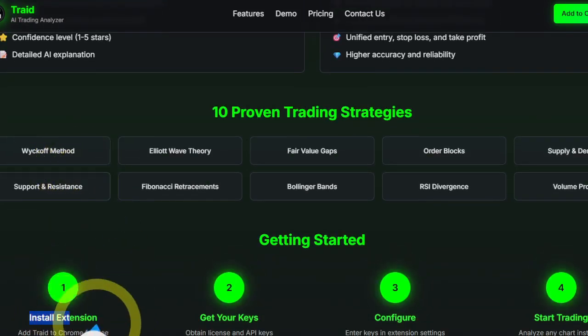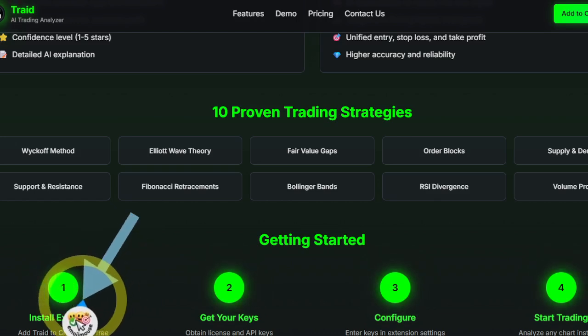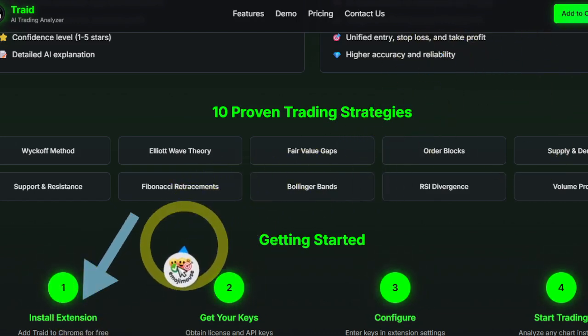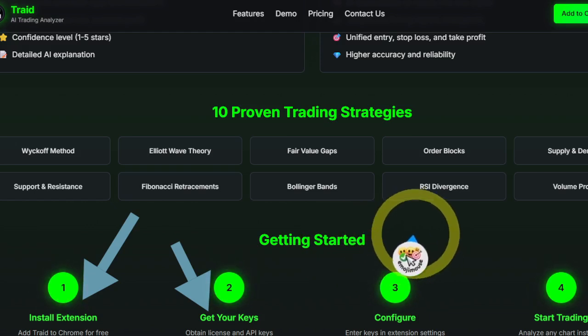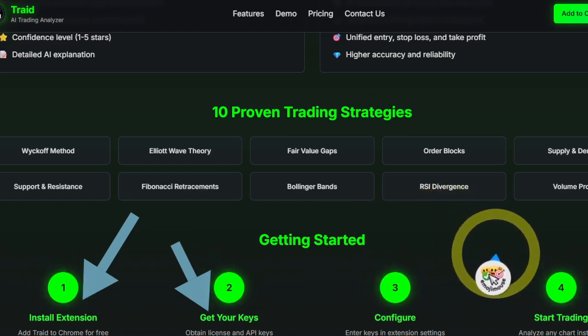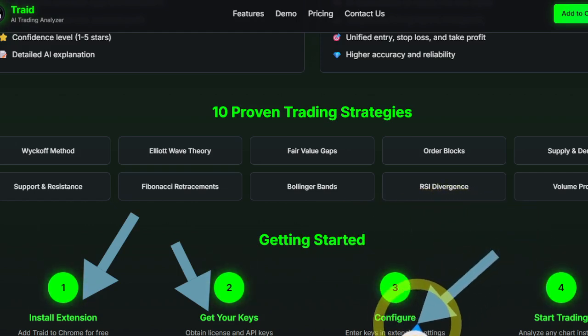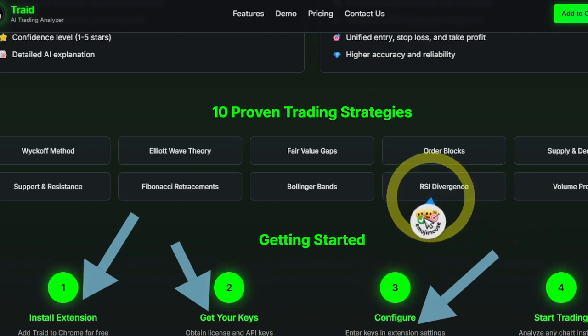It's basically 4 steps. Okay, step one. First, install the extension. It's a Chrome browser extension, and it's free to add. Simple enough. Step two. Get your keys. You'll need a license key and probably an API key after you sign up or start a trial. Right, standard stuff. Third, configure. Just pop those keys into the extension settings. And fourth, start trading, or rather start analyzing. You can apparently just go to your charting platform, take a screenshot, and let Trade do its thing instantly.